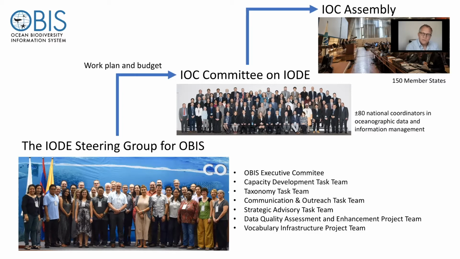And every project in IODE has a steering group. So the steering group defines the work plan and the budget, and also establishes task teams to implement the work plan. The work plan is then submitted to the IOC Committee on IODE, which are the 80 national coordinators in data and information management. And they approve our work plan and budget, and then they submit it for adoption at the IOC Assembly, where we have the 150 member states.